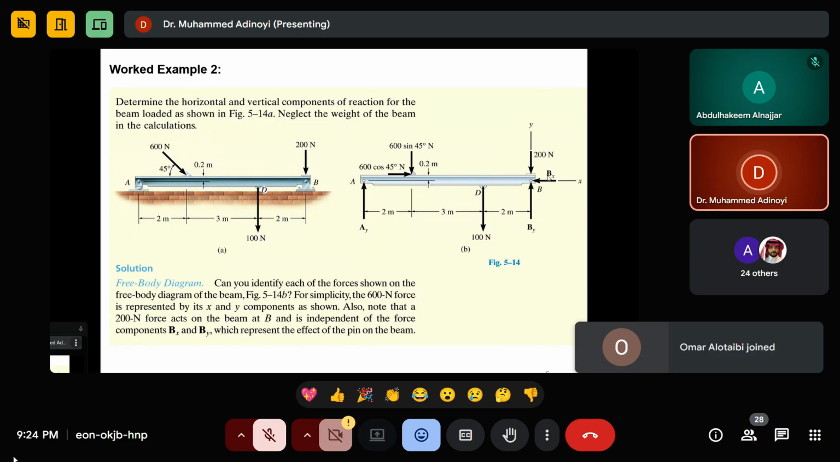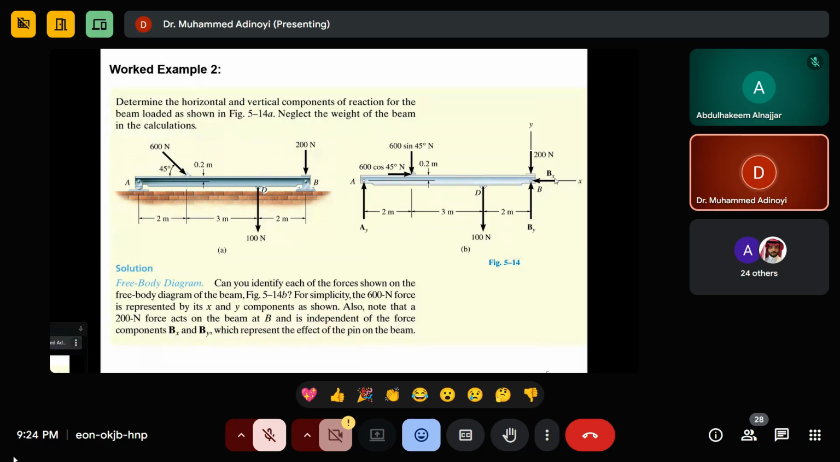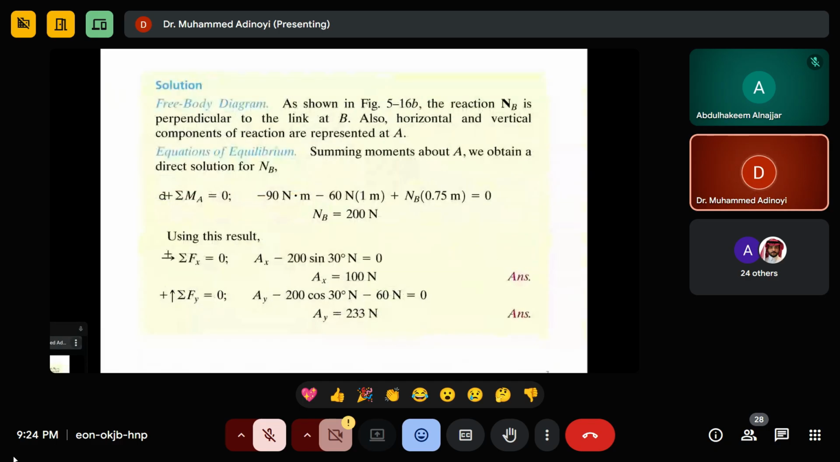So if we're taking the moment here, these are the only 3 forces we have. This guy is going to be 0 because it is passing through the point. So what's going to be what? AY multiplied by 2 plus 3 plus 2, right? Because the distance from here to here is 7. So it's going to be AY multiplied by 7. So let's check.